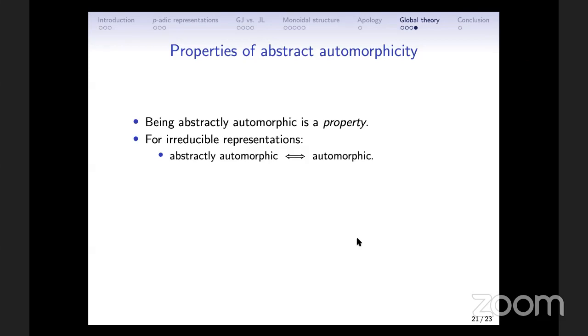Maybe it's not relevant here, but can abstractly automorphic be somehow related to the more naive thing of having some map to the space of automorphic functions?